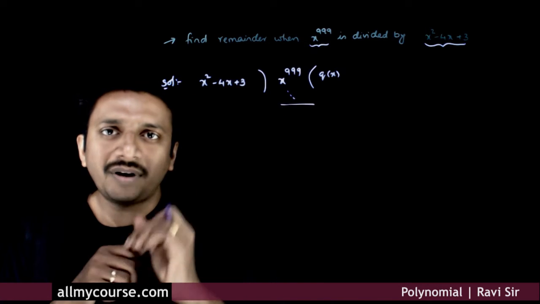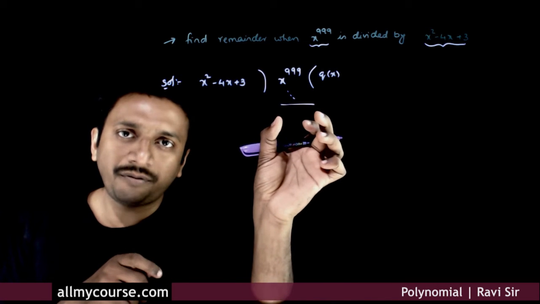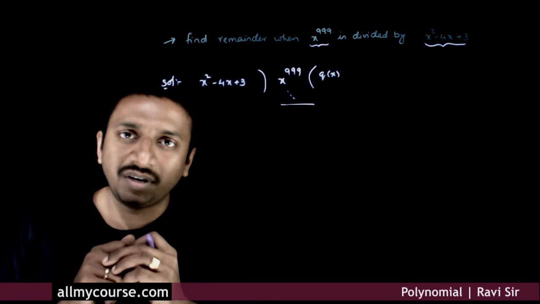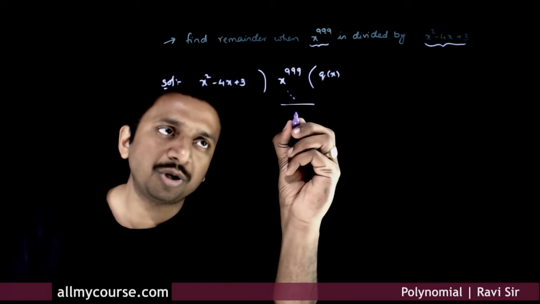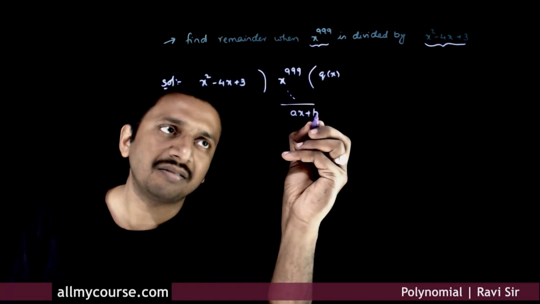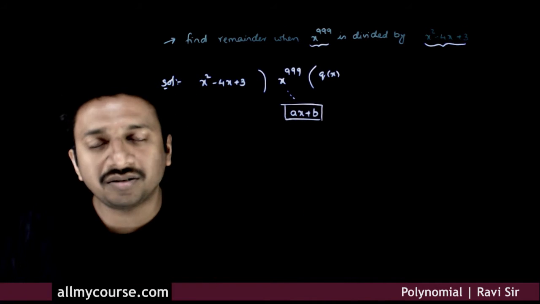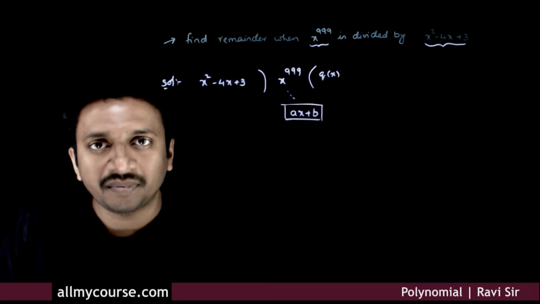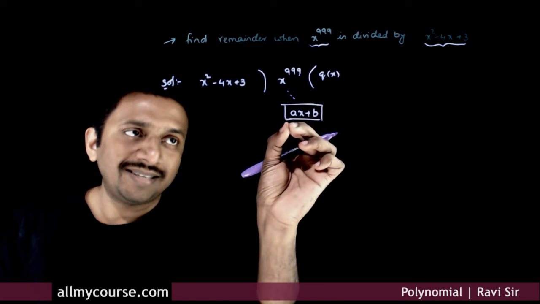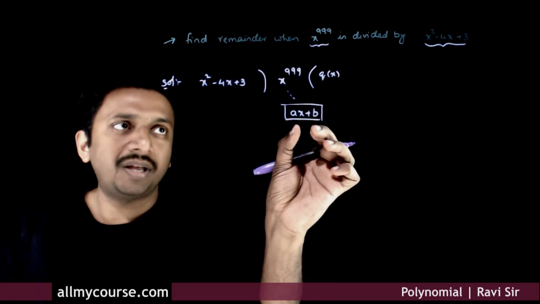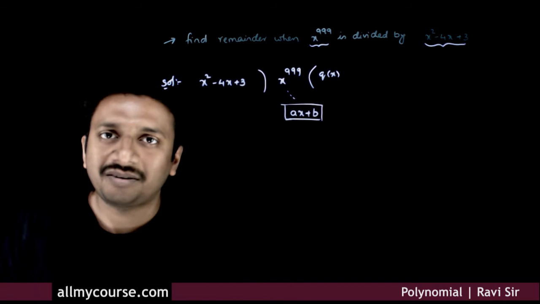This is a quadratic function. The degree of the remainder is less than the degree of the divisor. So the remainder should be of the form ax plus b. So let me assume that the remainder is of the form ax plus b. So I just need to find a and b to get the value of the remainder.